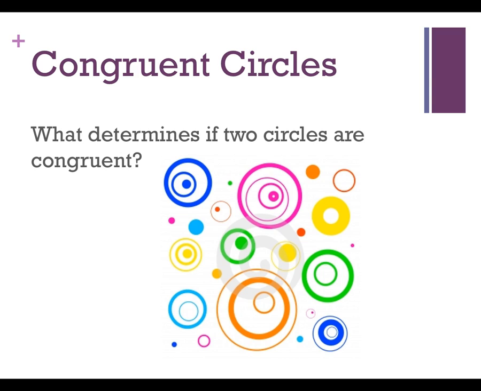Can't you say they're congruent if they have the same diameter too? Sure. You could also say they're congruent if they have the same radius. Which one do we want to go with? Diameter. All of the above. All of the above. Beautiful. Two circles are congruent if they have the same radius, diameter, or circumference.